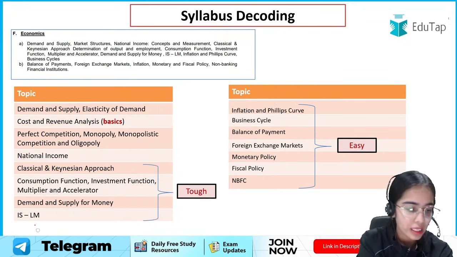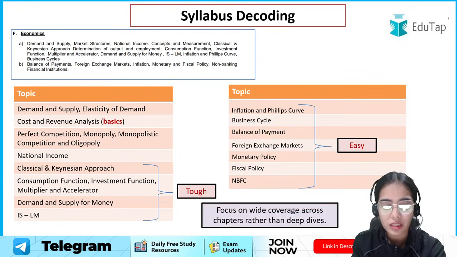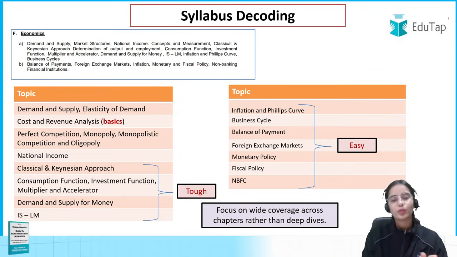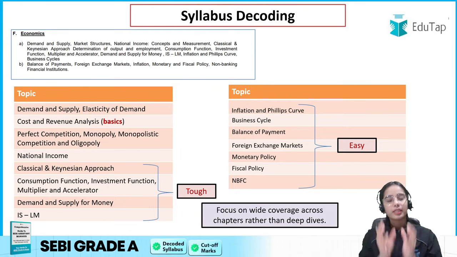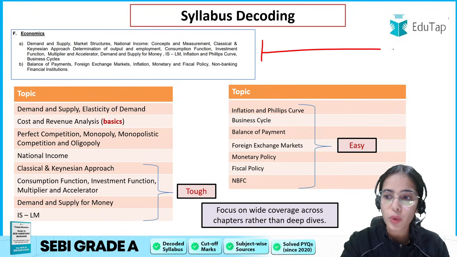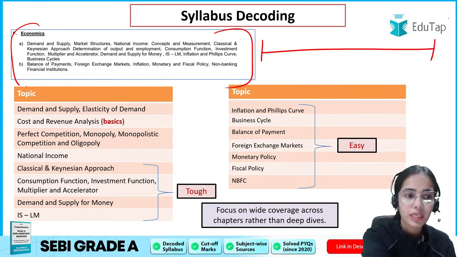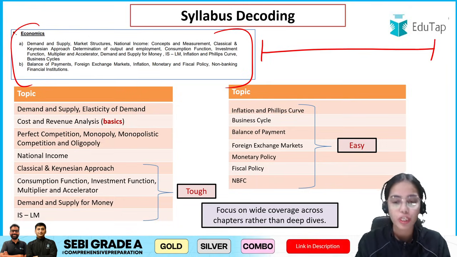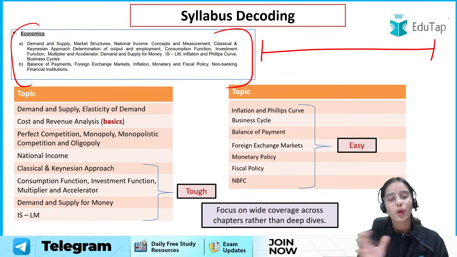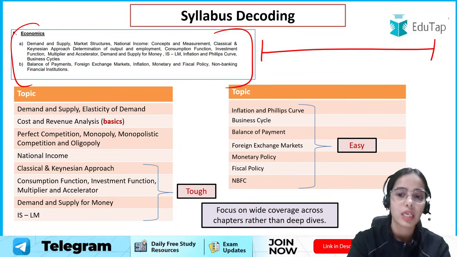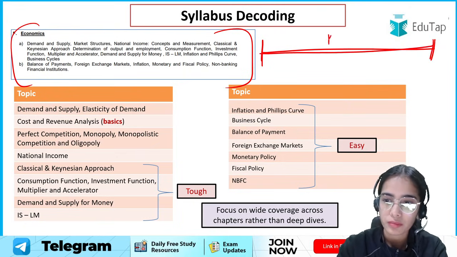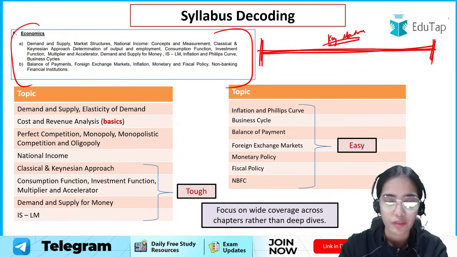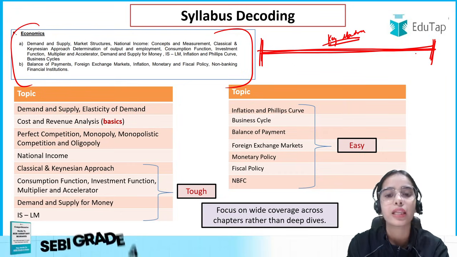This is the decoded syllabus that you can see here. And in one line I will say to you: focus on the width rather than the depth of the topics. You need to have wider coverage of the topics rather than depth. You do not have to go too much in depth. You have to focus on wider coverage. So this is the idea from economics. This is the key mantra in economics: focus on the width of the topics rather than the depth of the topics.